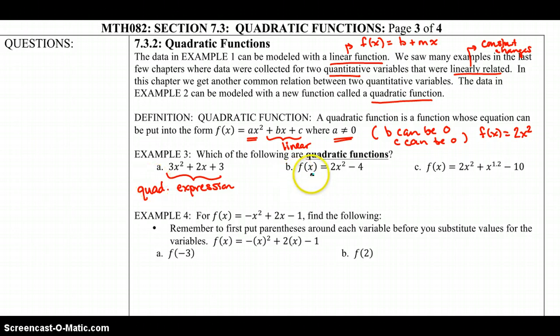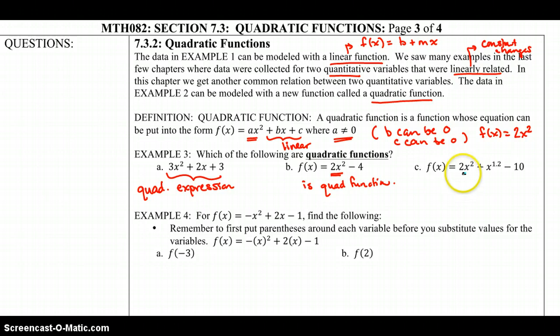Here we've got f of x, so we have our function notation. Over here we have our needed x squared term, and then we can have some x terms and constant terms. We happen to have another constant term here, which is okay. So this one is in the right form to be a quadratic function.